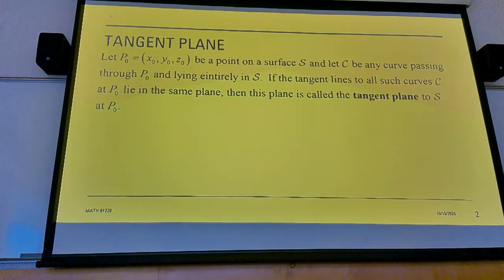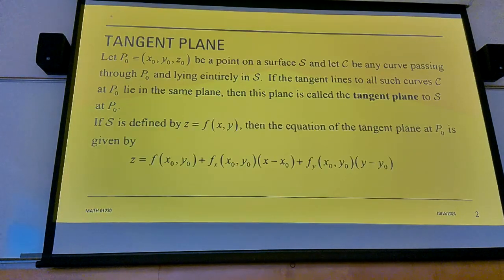The equation of the tangent plane would be z equals f of the point plus the partial of f with respect to x at the point times x minus x naught plus the partial of f with respect to y at the point times y minus y naught.